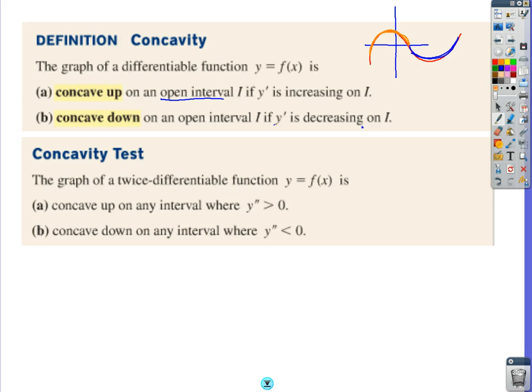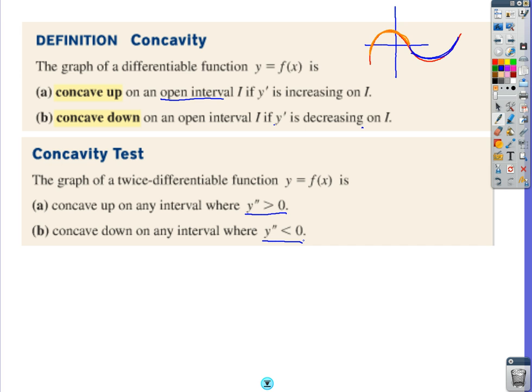So what does it mean for y prime to be increasing? Well, if y prime is increasing, that means that y double prime is greater than 0. And what does it mean for y prime to be decreasing? That means y double prime is less than 0.